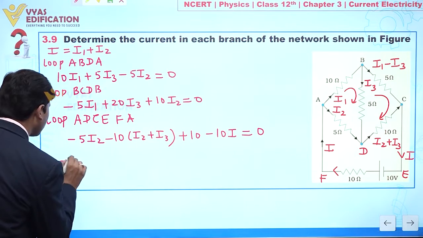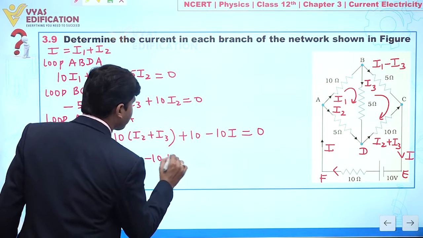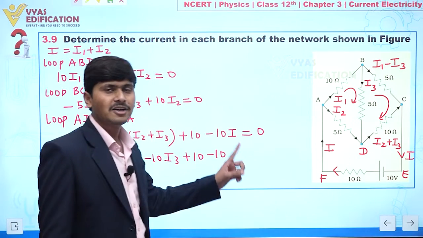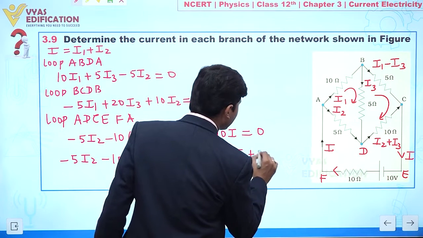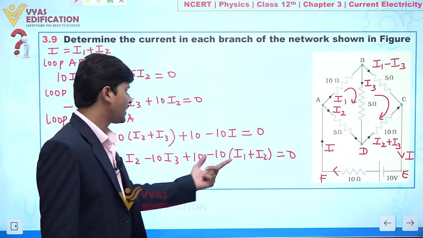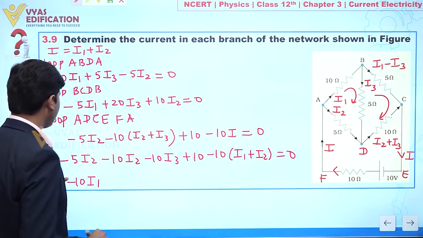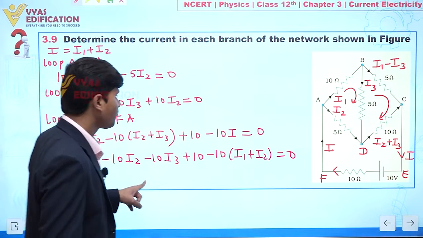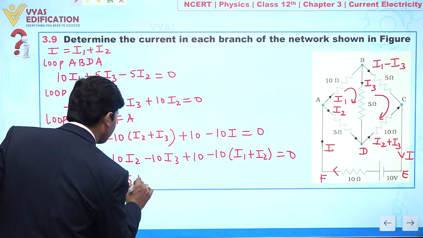Clear? So from here you can write minus 5 I2 minus 10 I2 minus 10 I3 plus 10 minus 10 I. Now listen carefully. This is capital I, which is I1 plus I2, so I write I1 plus I2, and this should be equal to 0. Clear? From here, first I1: this is minus 10 I1. Then I2: 5, this is minus 10, so minus 15, and this is minus 10, so minus 25 I2.